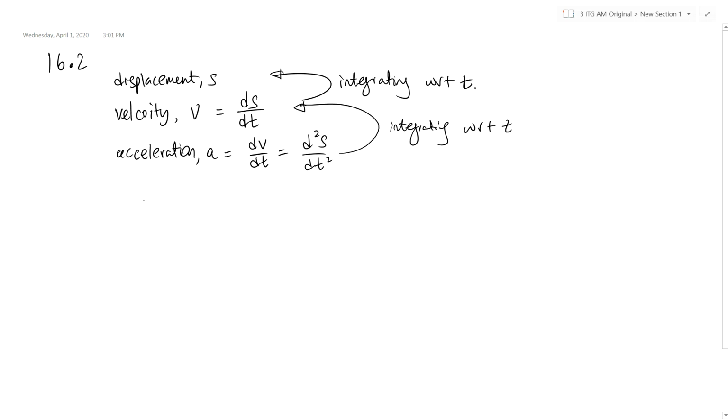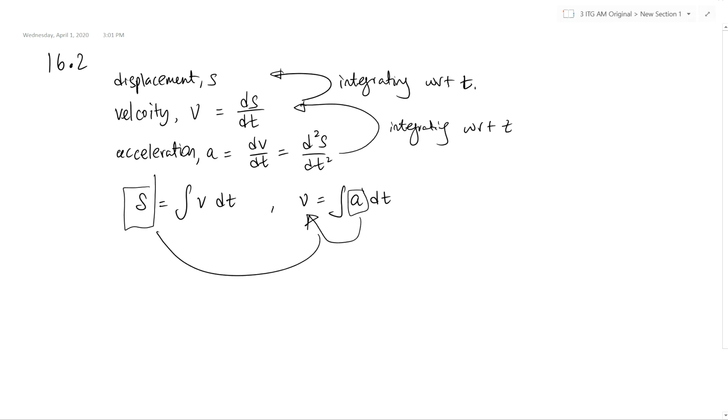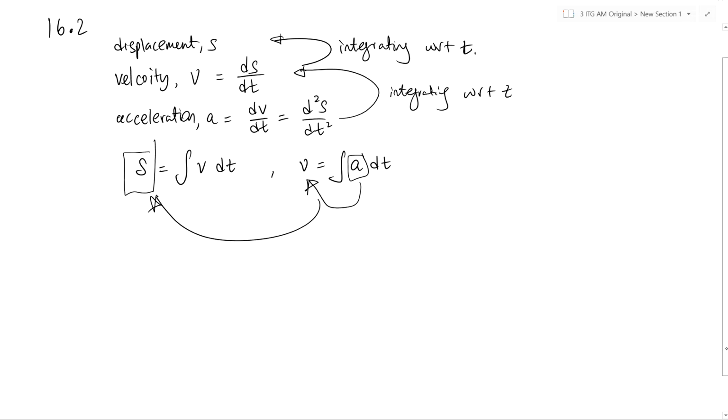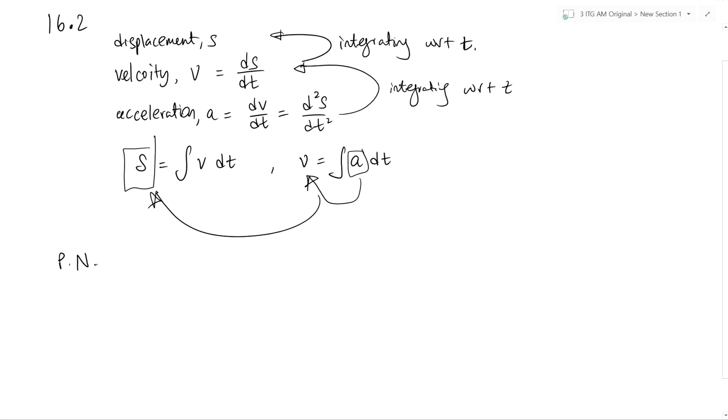So in summary, S will be integrating velocity with respect to t. Velocity is integrating acceleration with respect to t. So if you want to get to our displacement from our acceleration, we will need to integrate it once, then integrate it another time. So let us try practice now 5, and I'll go through it with you. Practice now 5. Take some time, pause the video, read the question.